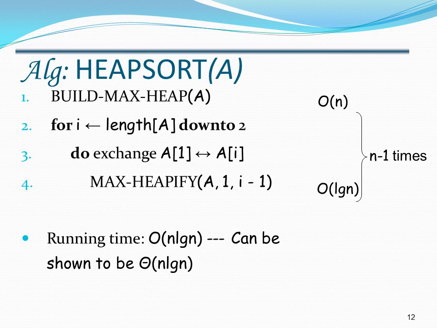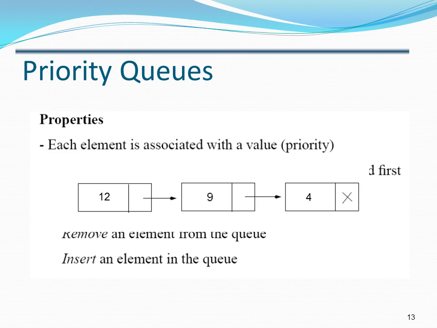Procedure Heapsort. Build max heap of A, then for i equal to length of A down to 2, exchange A[1] and A[i], the root element with the last element. Apply the heapify procedure. The running time is order of n log n. Shown here, order of n, order of log n, and this procedure is executed n minus 1 times.